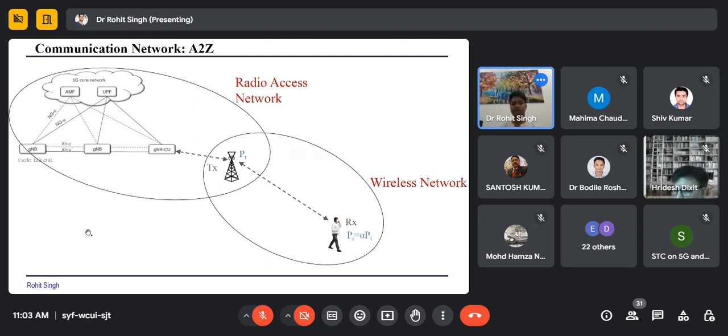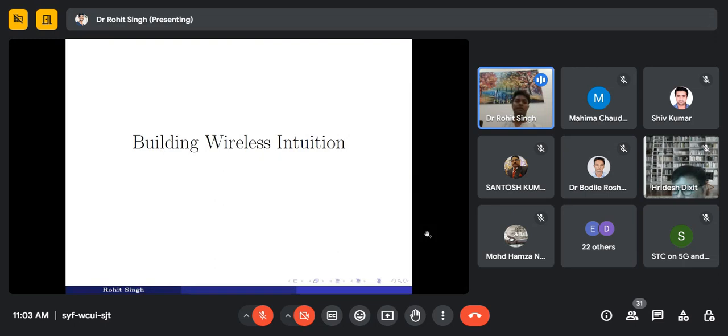So one by one, let's have a look at what happens within this wireless network and what happens within this radio access network. First, starting with the wireless network: building wireless intuition, how the information is transmitted from one end to the other, especially over the wireless channel from the base station to the user.